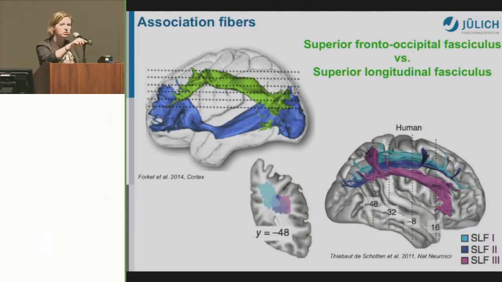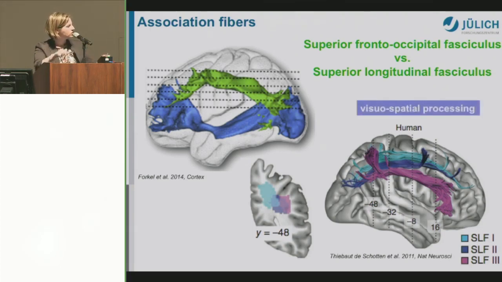This would be the same actually if you move a bit more caudal to the occipital lobe. And what has been shown by the colleagues here in this 2011 study is that particularly the SLF2, so the second part of the superior longitudinal fasciculus, is associated with visual spatial processing, for example. So a very important fiber bundle for parts of the visual processing and the visual system.